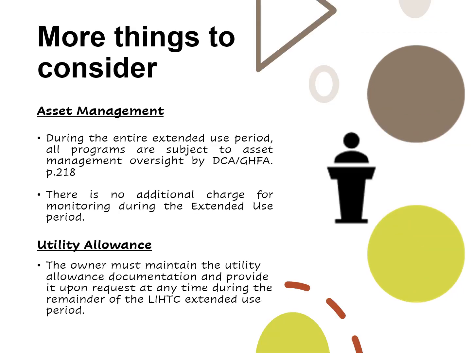Asset management. During the entire extended use period, all programs are subject to asset management oversight by DCA GHFA. This can be found on page 218 of the DCA LIHTC and Home Compliance Manual. Also, there is no additional charge for monitoring during the extended use period. Next, utility allowance. The owner must maintain the utility allowance documentation and provide it upon request at any time during the remainder of the LIHTC extended use period.